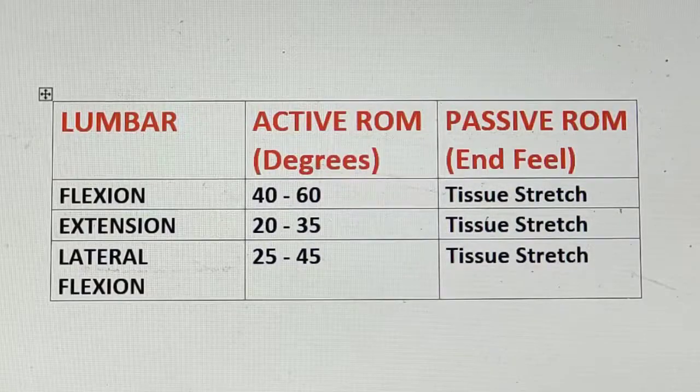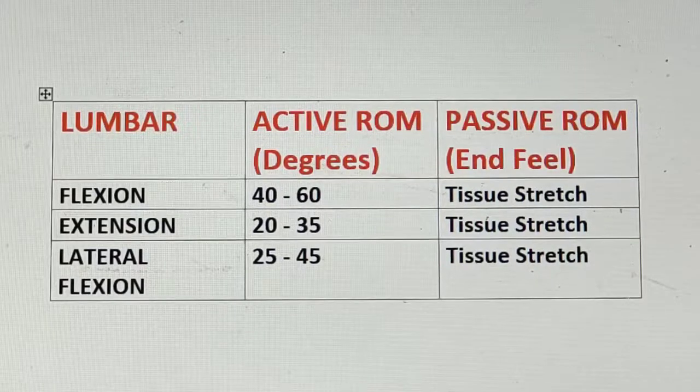Now for the extension, the active range of motion in degrees is from 20 degrees to 35 degrees, and the passive range of motion and end feel is again tissue stretch. Now for the lateral flexion of the lumbar joint, the active range of motion in degrees is 25 degrees to 45 degrees, and the passive range of motion and end feel is again tissue stretch. So here you go, guys, for the lumbar joints, normative values of the range of motion.